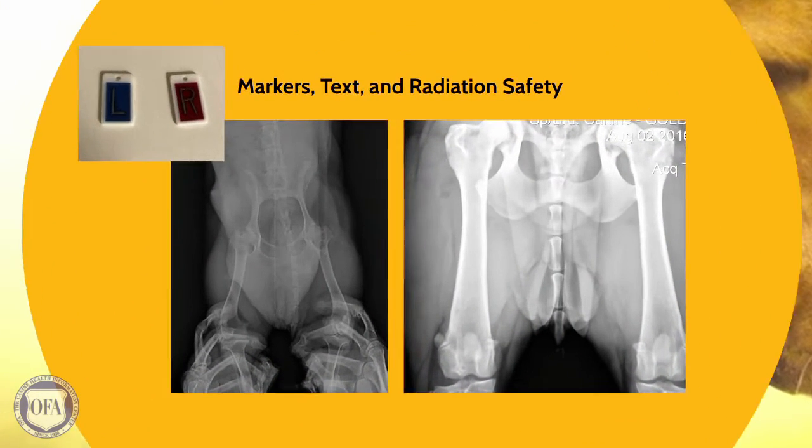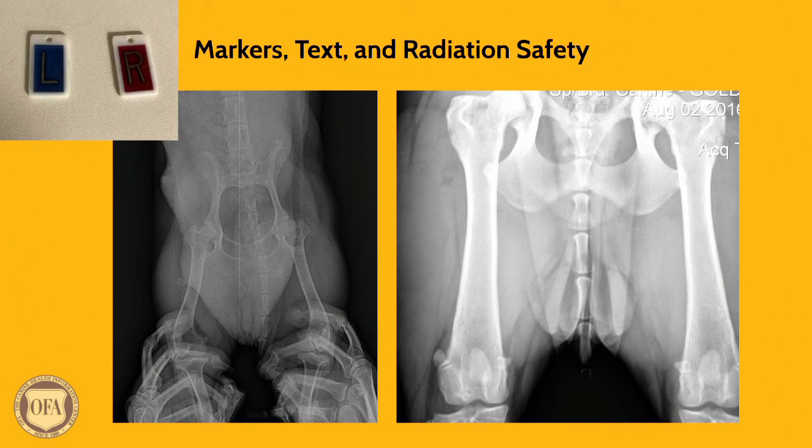Other important image considerations include markers, text, and radiation safety. It may seem obvious, but it is important to ensure that the markers and text or patient ID are not overlying any anatomy, as is seen in the image on the right. Left and right markers are also important to include in the image. Occasionally, dogs may only have one abnormal hip, or may have had prior trauma that has been documented, and so it is important to know which hip has been affected in these cases.